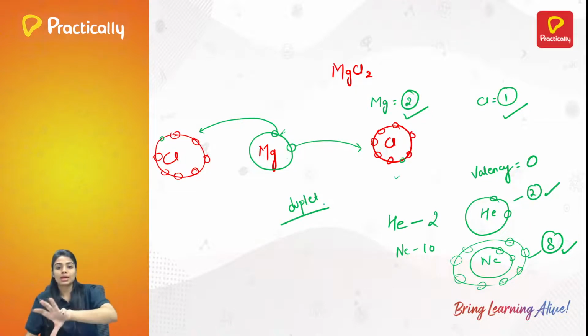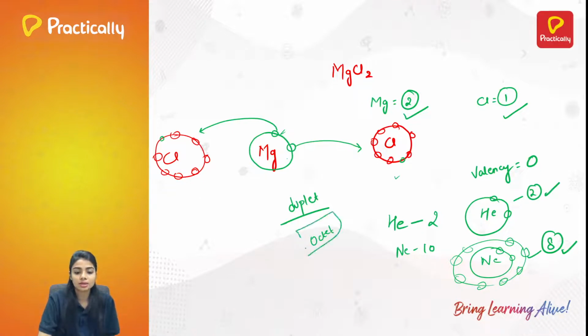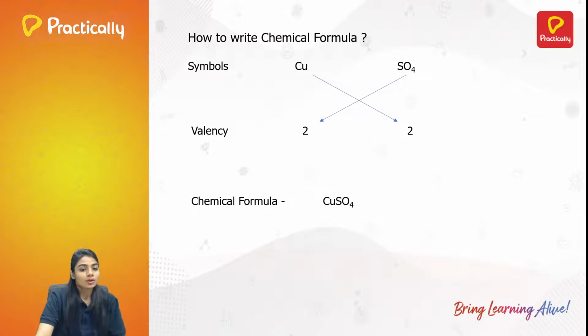Duplet means 2 electrons in the outermost shell. If there are 2 electrons in the outermost shell, they complete their duplet. If there are 8 electrons in the outermost shell, then it is said to be completed as an octet. Octet is 8 electrons. Duplet means 2 electrons. Only hydrogen and helium will form this duplet, and the rest of the other elements will form an octet.